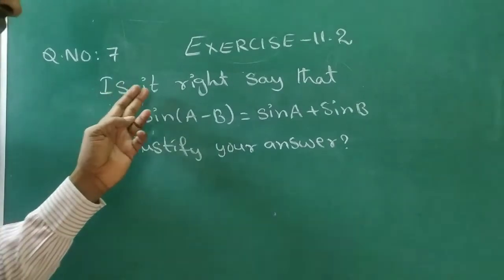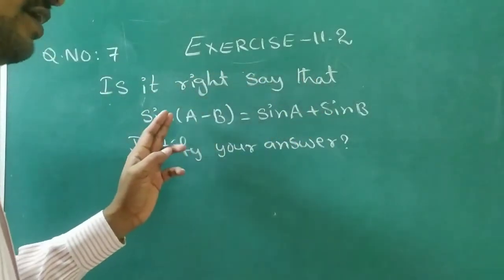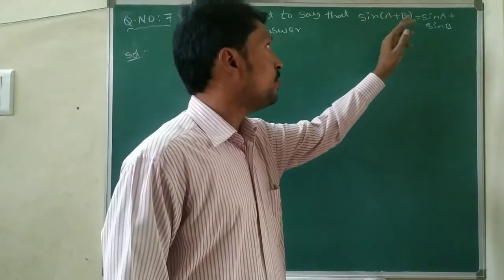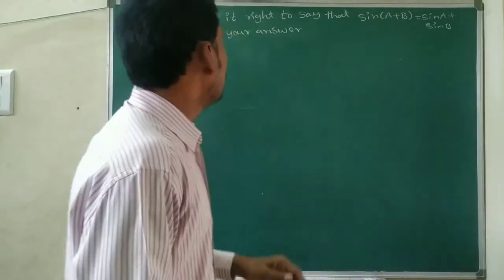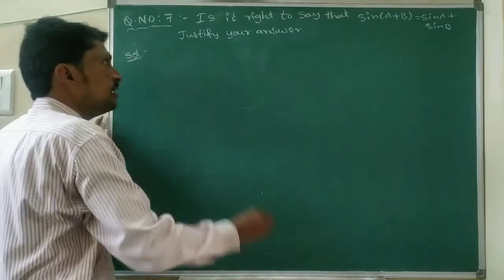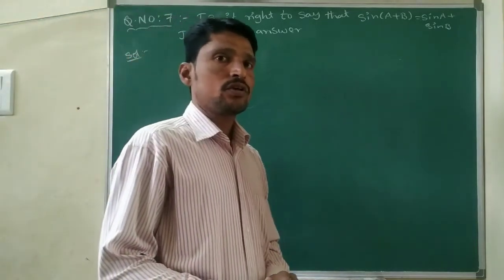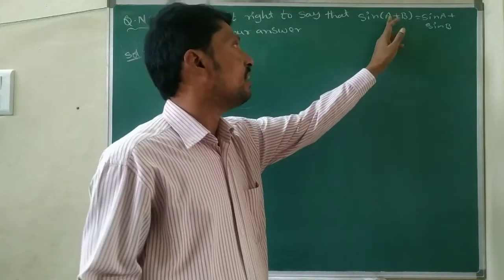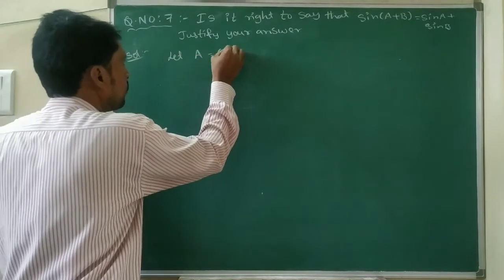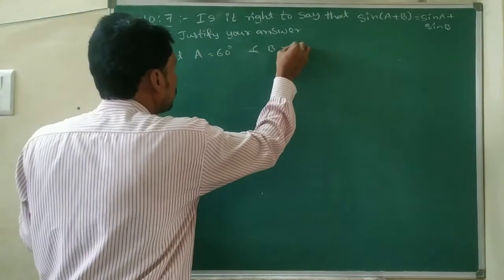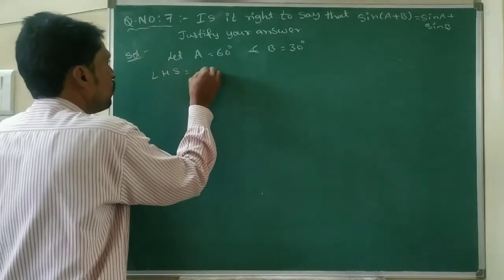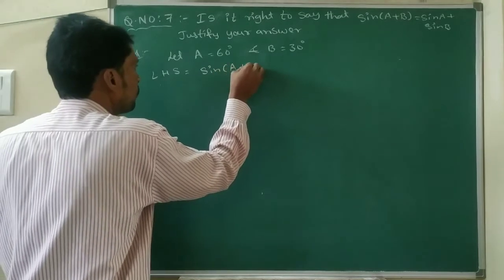Question number 7. Is it right to say that sin(A + B) equals sin A plus sin B? Let us see the solution. So is it correct or not? We need to check it. Here they didn't mention any values, so we are assuming values. Let A equal 60 degrees and B equal 30 degrees. So LHS: what is LHS? Sine of A plus B.